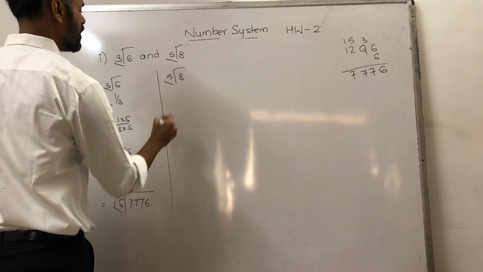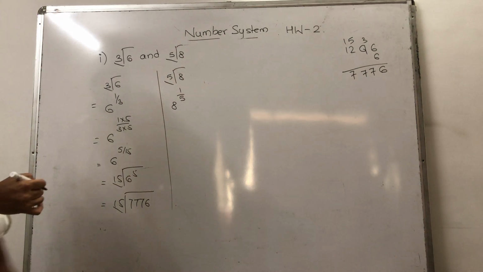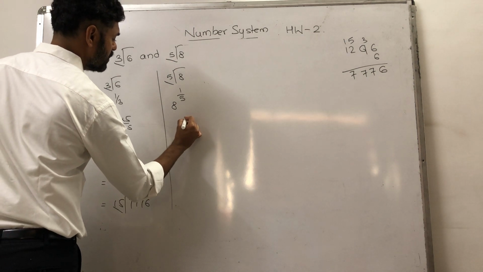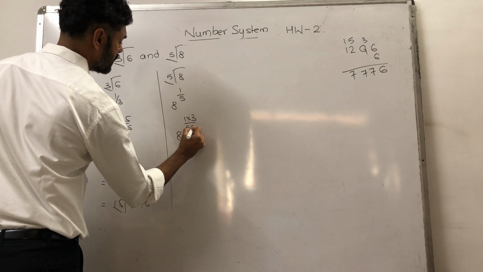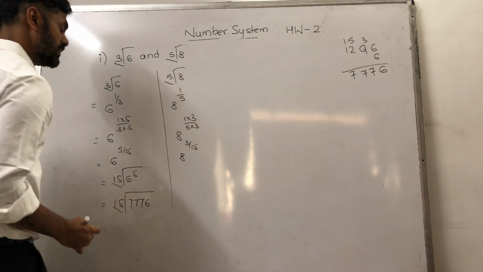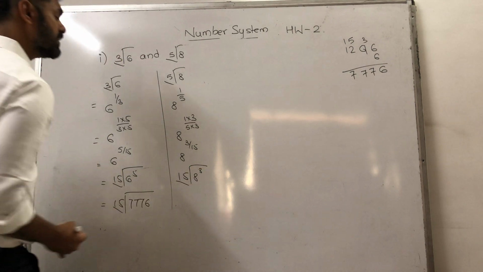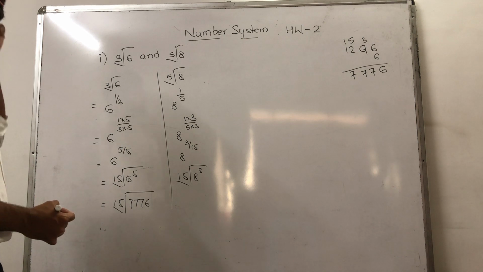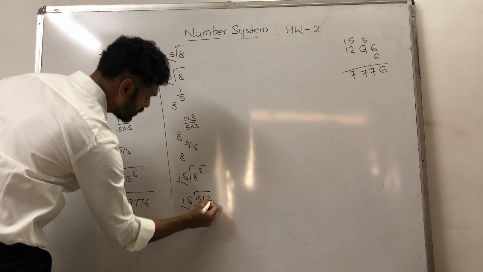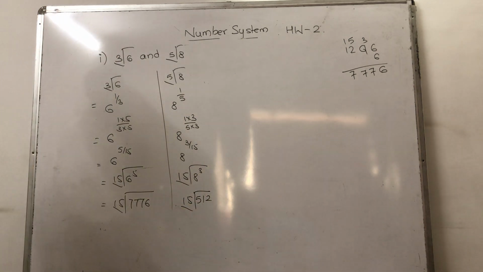This is fifth root of 8. Fifth root of 8 is nothing but 8 raised to 1 by 5. To make it of order 15, you multiply 5 by 3. So you multiply 3 in the numerator and denominator. So this is 8 raised to 3 by 15. So we can write this as 15th root of 8 cube. Now what is 8 cube? 8 cube is 512. So now this is the 15th root of 7,776 and this is the 15th root of 512.